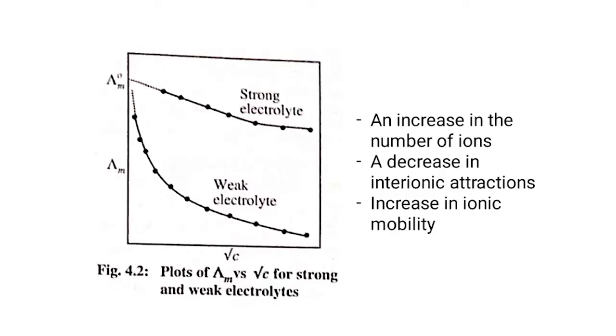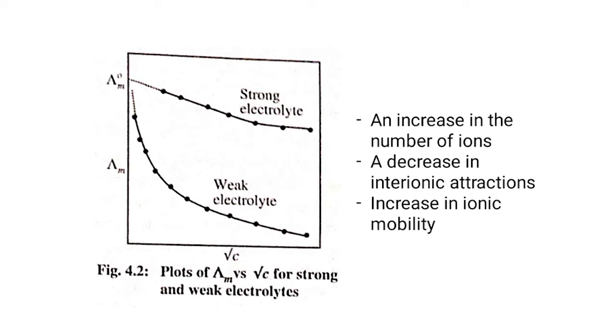Here we can discuss this variation of molar conductance with dilution with the help of a graph. This is a plot of lambda m versus root C for a strong electrolyte and a weak electrolyte. The increase in lambda m with dilution is seen for both strong and weak electrolytes, but the manner in which it occurs is different for these two types of electrolytes. This difference in behavior is reflected in this plot.